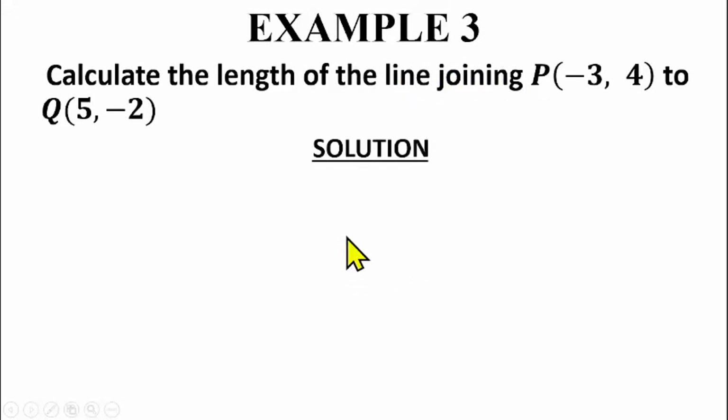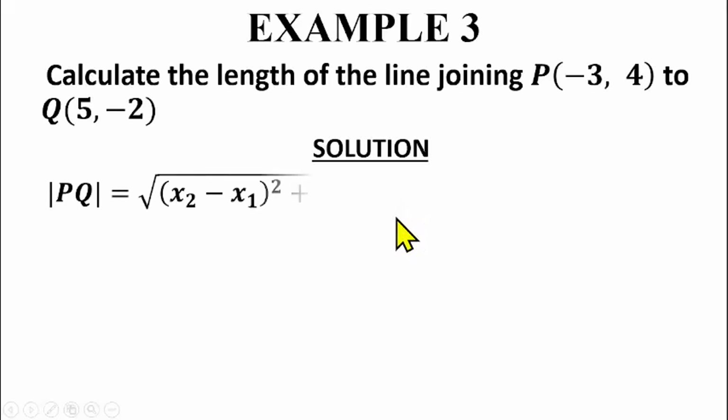So I want you to pause this video and try to solve it yourself and see what you're going to get. Then play the video again and compare your answer with what you got here. And I believe you have done that. Then the distance PQ will be the square root of x2 minus x1 squared plus y2 minus y1 squared. So now from the first coordinate we get our x1, y1, and from the second coordinate we have x2, y2. So from there, what do we do?